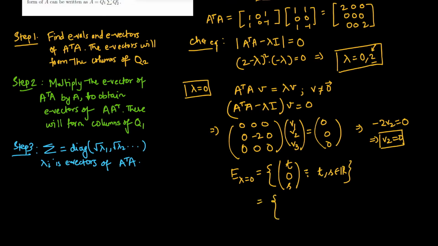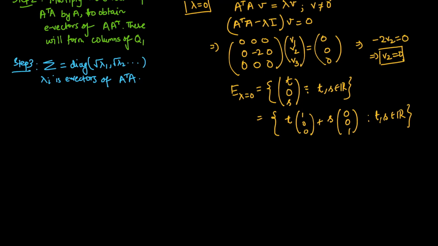Now I can alternatively write this as T times 1 0 0 plus S times 0 0 1, where T and S are real numbers. Now notice that these two form the basis of this. So you can write this as the span of 1 0 0 and 0 0 1, right? So these are the eigenvectors and this will go into the columns of Q2, right?